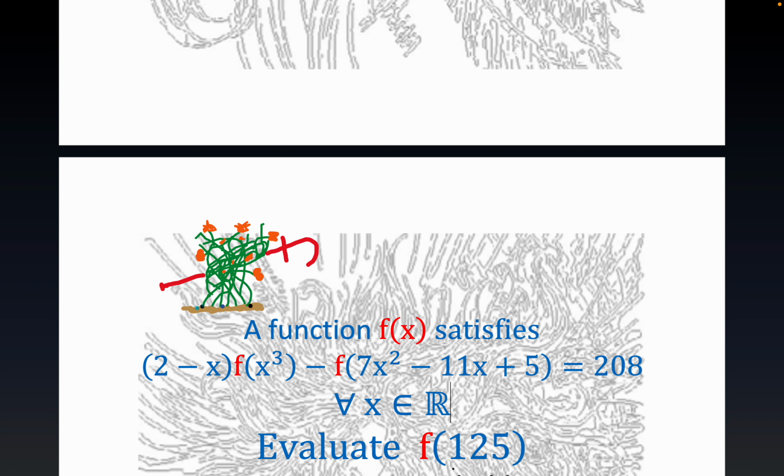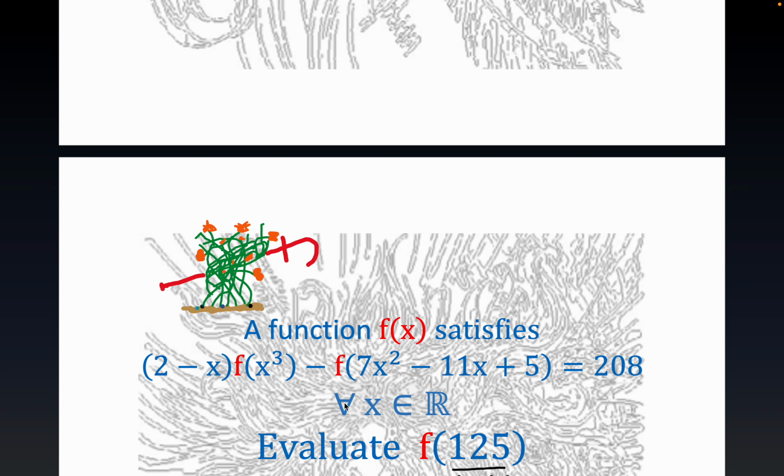We're supposed to evaluate this function at 125 even though we don't have an explicit form for f. All we know is what f does to certain combinations of inputs. Most of us are used to an explicit form like f of x equals square root of x, or f of x equals the log of x. But here we don't have that. Again, we just have what f does to a variety of inputs, and we know that it's equal to this constant on the right-hand side, 2008. Now, the power that we have going for us here is that this expression holds for all real x. This is the universal quantifier, for all.